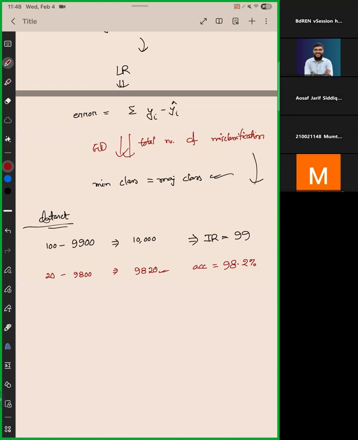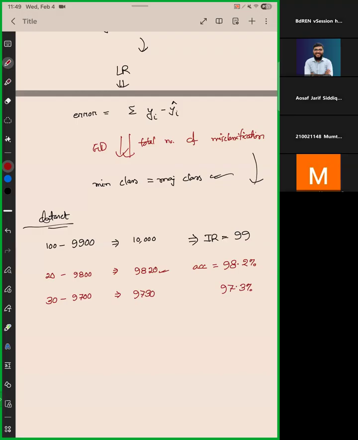Now, in scenarios like this, another scenario, let's say I have 30 correctly classified minority samples and 9,700 correctly classified majority samples. So the total is 9,730, and the accuracy is 97.3%.